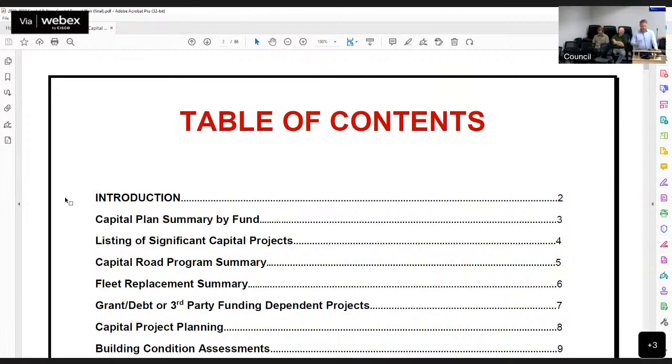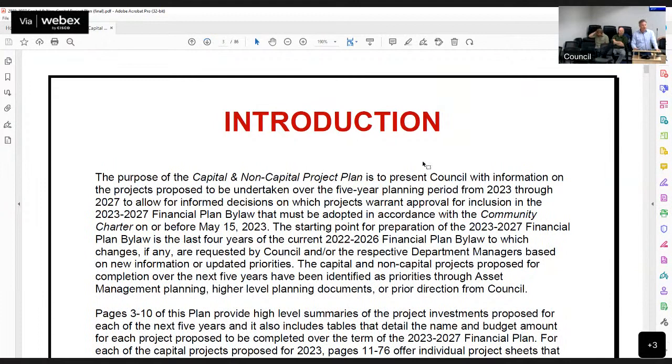So the introduction on the next page there just talks about the purpose of the plan, which is really to provide council with information on the projects proposed to be completed over the next 5 years, just so the council can make informed decisions on which projects warrant inclusion in the bylaw.